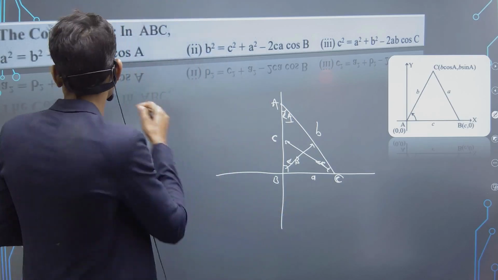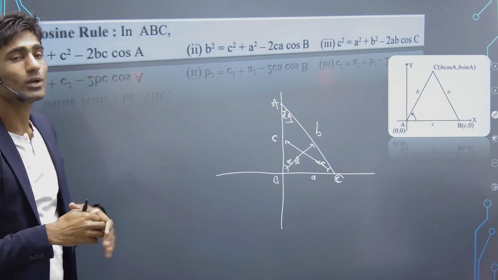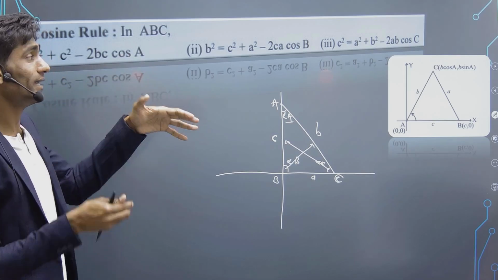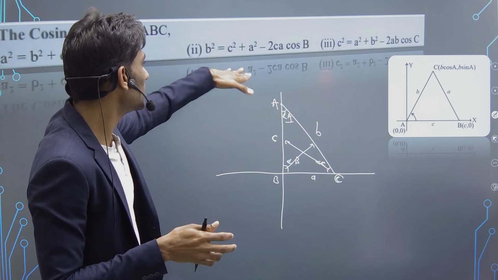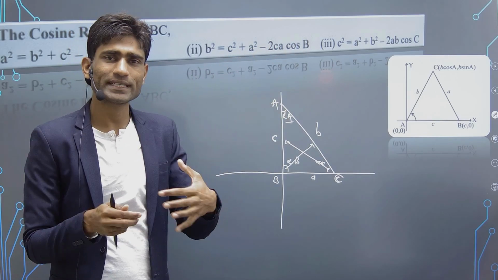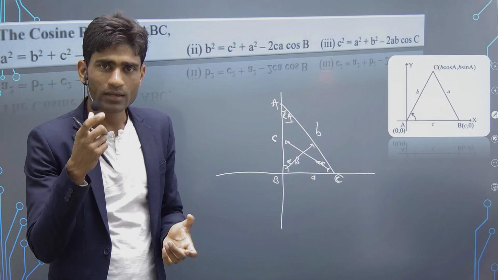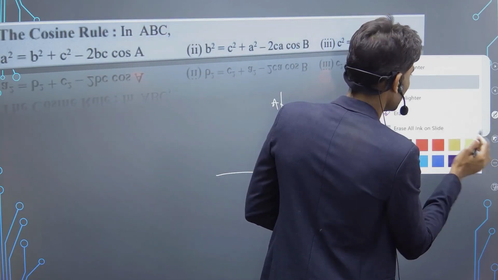So we'll consider the first statement here: a square is equal to b square plus c square minus 2bc cos A. I will go for the proof of this theorem, and then we can conclude that the second and third statements can be similarly proved from the first statement. Okay, so let's start our proof of the theorem.